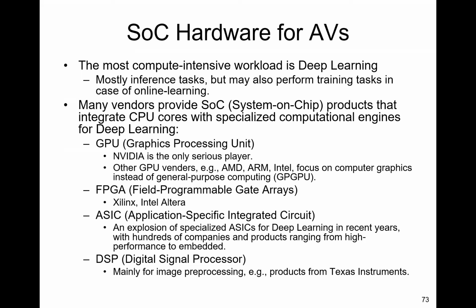And digital signal processors are mainly used for image pre-processing. That is, raw pixels come in, you first perform some conventional image processing, computer vision algorithms with DSP, maybe resizing, maybe some preliminary processing, and then hand over the pixels to deep learning. So DSP is typically used for pre-processing. It's not powerful enough for deep learning. Texas Instruments is the leader in DSP.